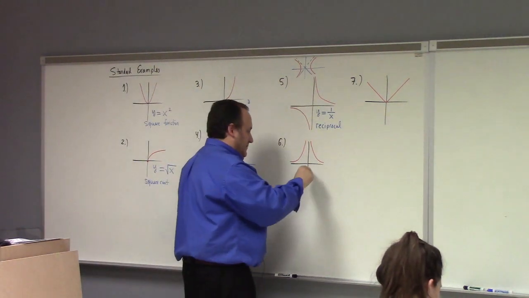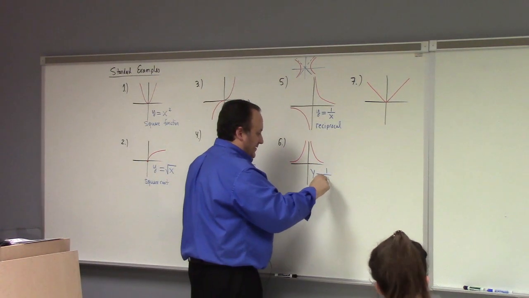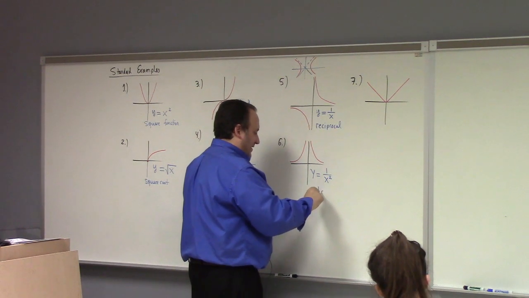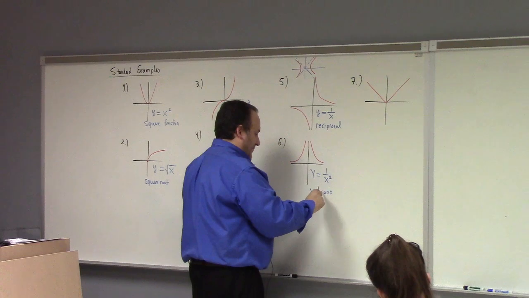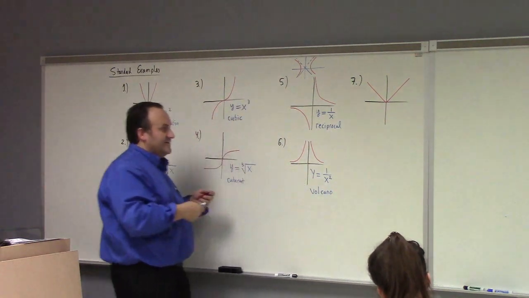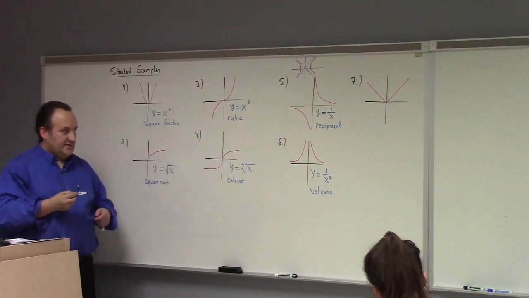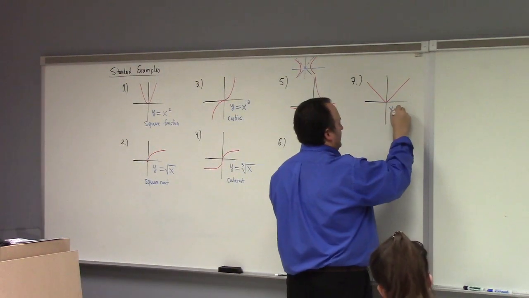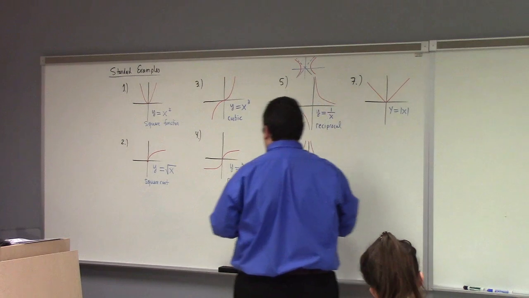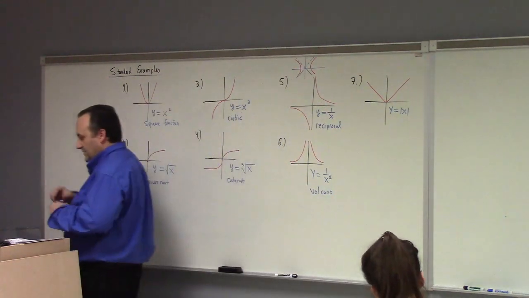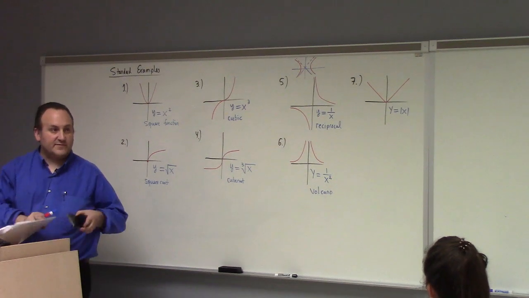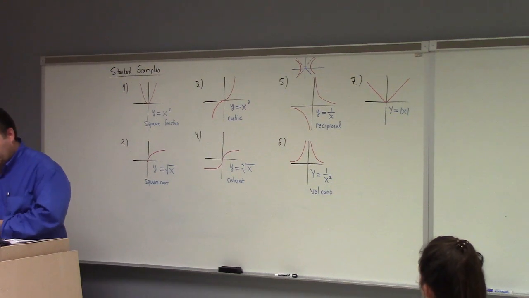This one is y equals 1 over x squared. Well, I don't know its official name, but I always call it the volcano because, you know, come on. And then last but not least, we have y equals, exactly, y equals absolute value of x. There we go. Cool. So these are our standard examples. We can use these to make tons and tons of new graphs. So let's see how that goes.